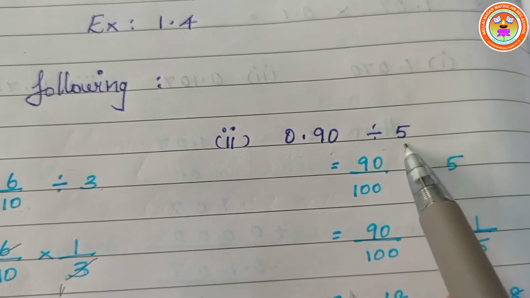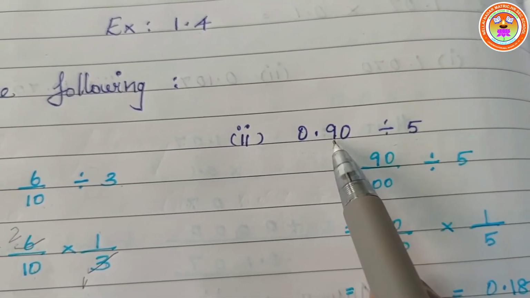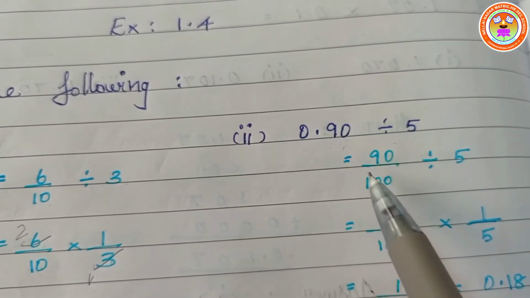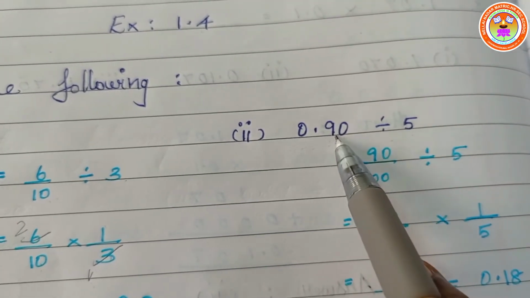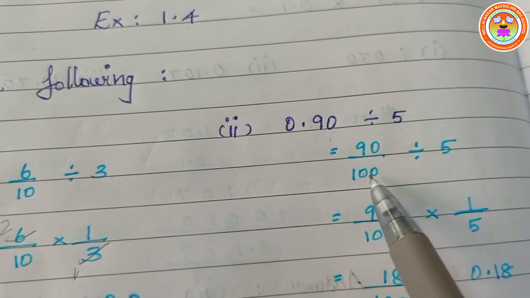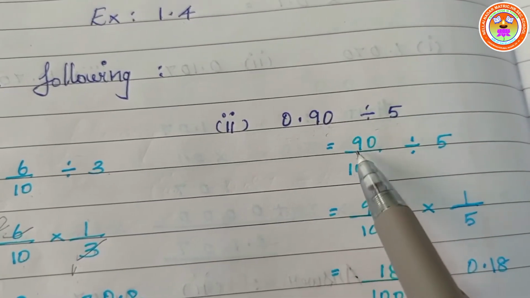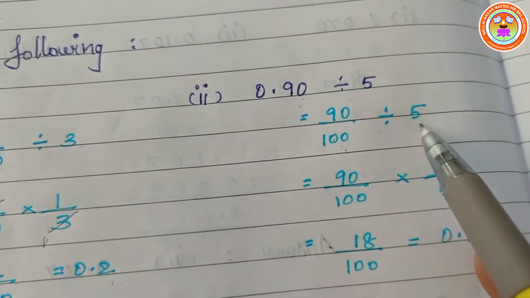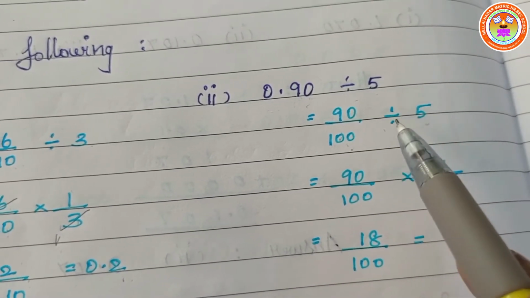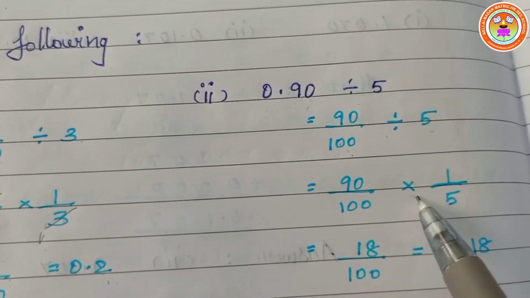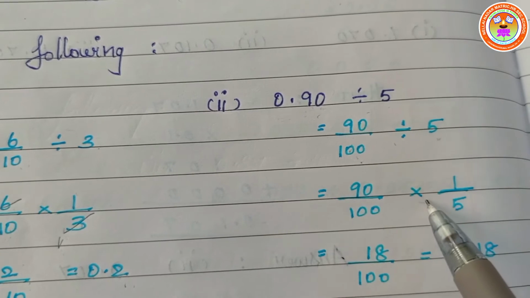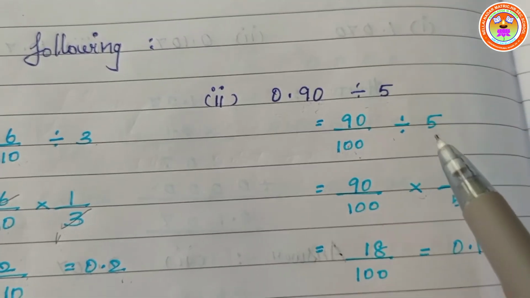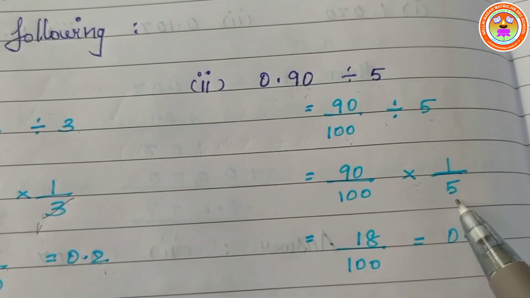0.90 divided by 5. So here there are two places of decimal. Okay, so we are going to convert this decimal into a fraction. So divide 90 by 100. So 0.90 can be written as 90 by 100 divided by 5. What is the next step? We want to convert this division into multiplication. So 90 by 100 into, yes, the next step is to write the reciprocal of 5. So the reciprocal of 5 is 1 by 5.